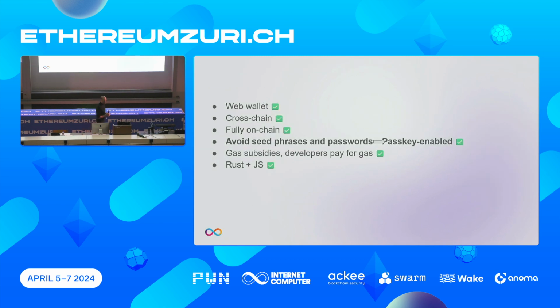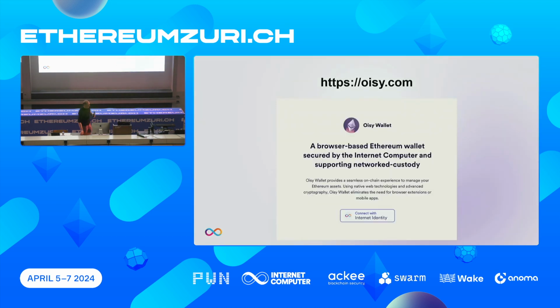And here we have completed the list of requirements. So using threshold cryptography, Internet Identity, and some of the features of ICP, we can have a web wallet that holds crypto assets. Maybe I'll stop here. I have a couple of other slides that I can go through quickly on Oisy.